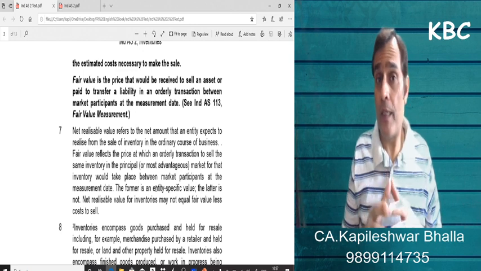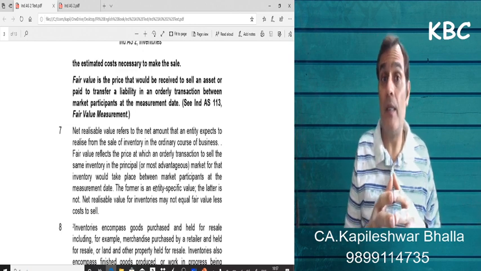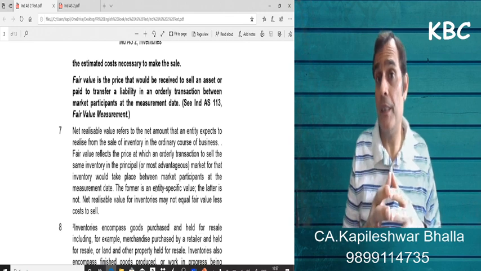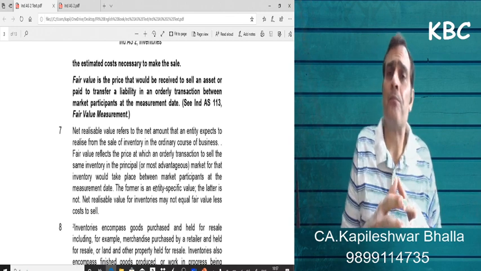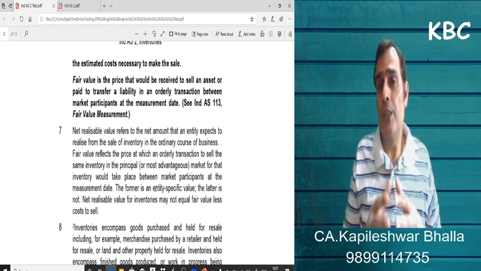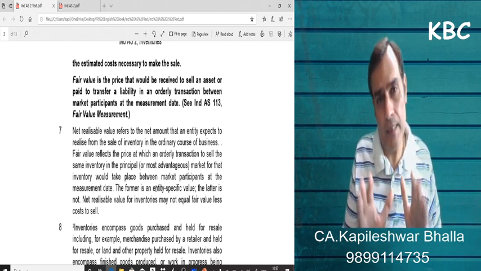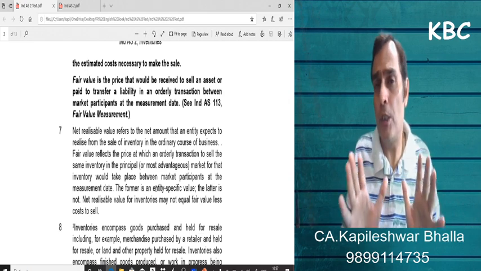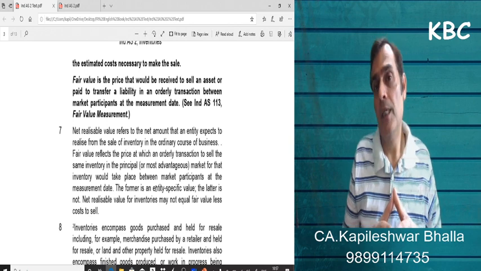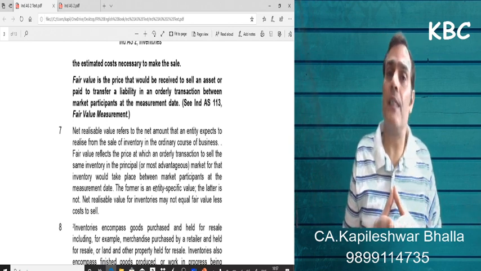Then it says fair value is also defined in terms of liability, that it is what is paid to transfer a liability. I don't want to read further. Since we're looking at inventories, and in terms of inventory the focus is on the asset, I just want to pick up the initial part of the definition. The other aspects can be well understood when we come to the concept of Ind AS 113.